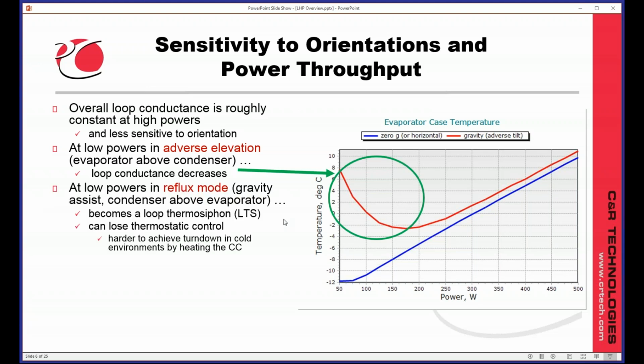And we'll be talking a lot more about that later, but I also want to mention that since we're talking about sensitivity to orientations here, that if you invert it and have the condenser above the evaporator, now gravity is helping. It's now helping you circulate, but it can help so much that it essentially no longer becomes an LHP, it becomes a loop thermosiphon, an LTS. And in that case, it's easy to lose thermostatic control because you're getting actually a lot more flow than you thought might happen if you hadn't planned on it. Since we're on the subject of orientation sensitivity in general, for reasons I won't elaborate on here, you are going to want your evaporator condensation chamber assembly to stay roughly horizontal.